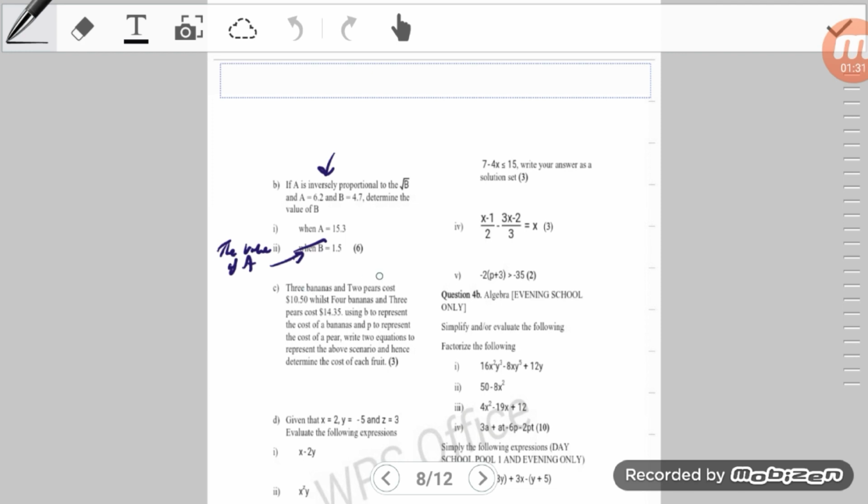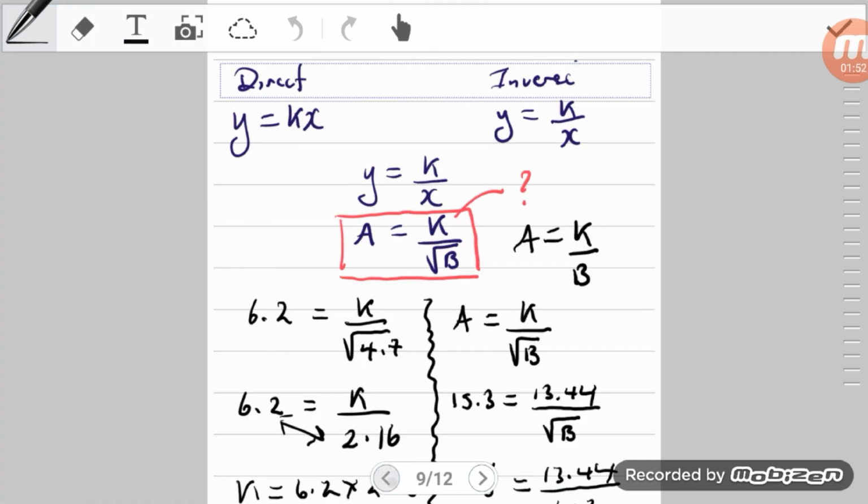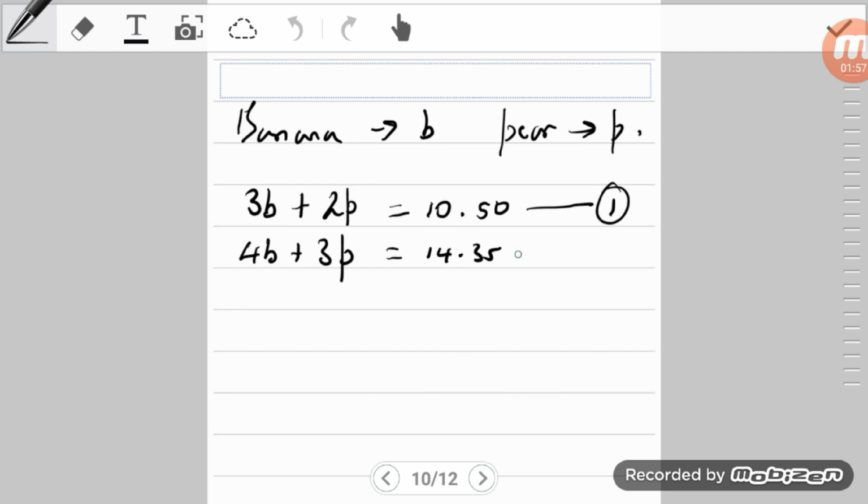So first it was 3 bananas and 2 pears. Now it's 4 bananas and 3 pears. So 4 bananas and 3 pears would have cost $14.35. Let's double check that here. 14.35, that is correct, $14.35. And that here would have been equation 2.